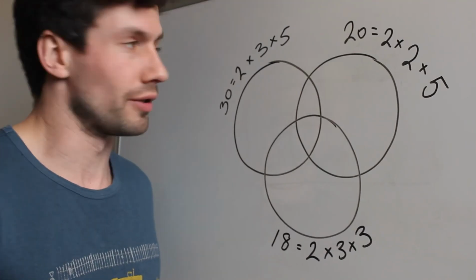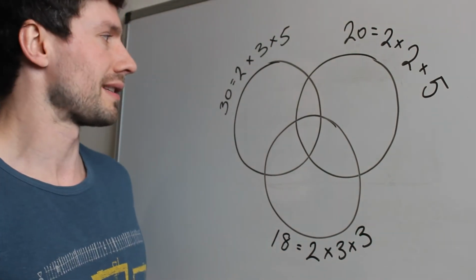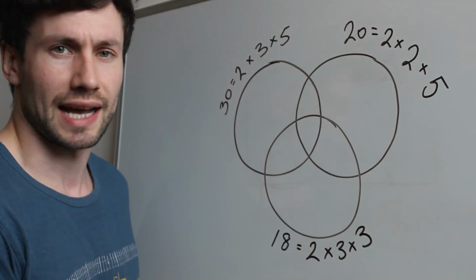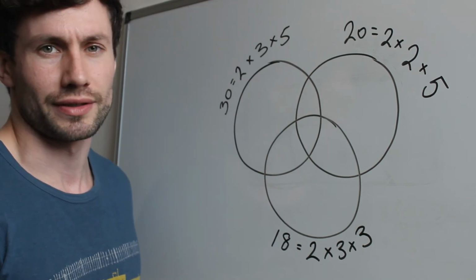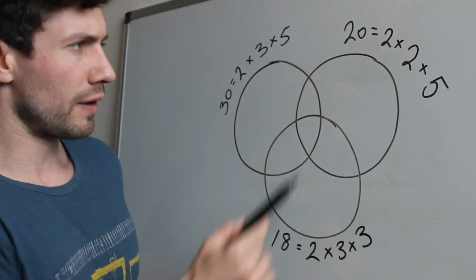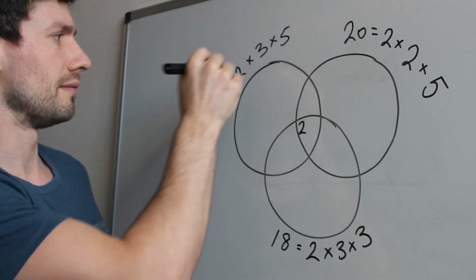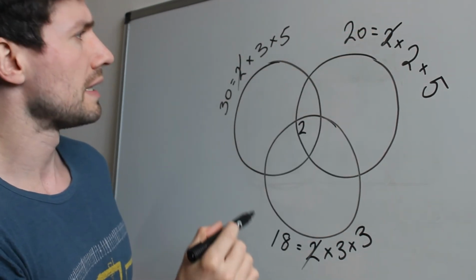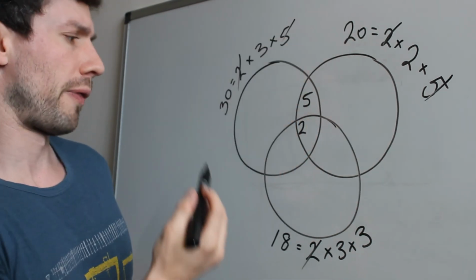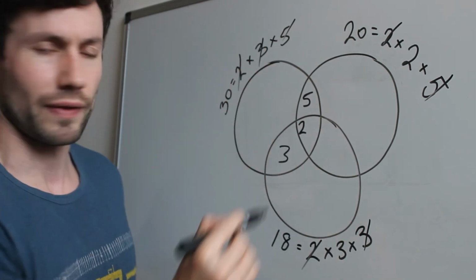And it still works using the Venn diagram method. Here I've got a Venn diagram with 3 circles this time. I've got 30 at the top, 20 at the top right, and 18 at the bottom, each with their prime factorizations written out. Now we need to fill it in. Okay, so every one of the numbers has a 2 in it, so let's stick a 2 in the central region here and stick lines through these. Both 30 and 20 have 5's in them, so let's write a 5 up here. Both 30 and 18 have a 3 in each, so we can write a 3 in this intersection.